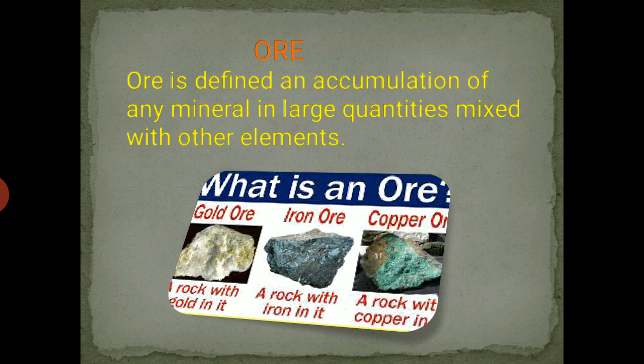When these ores are extracted from the rocks, they are taken to the industries for the process known as smelting. Smelting process means simply giving heat to these minerals, where the original metal is obtained, or we can say the pure metal is obtained after the process of smelting.